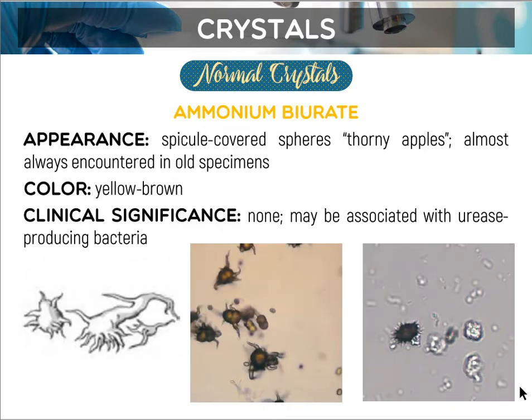Alright, calcium carbonate, dumbbell or spherical shape, may occur in clumps. Okay, ammonium biurate or your thorny apples. Okay, almost always encountered in old specimen. So if makakita mo ammonium biurate, automatic old specimen na urine na gihatag ni patient. Okay.